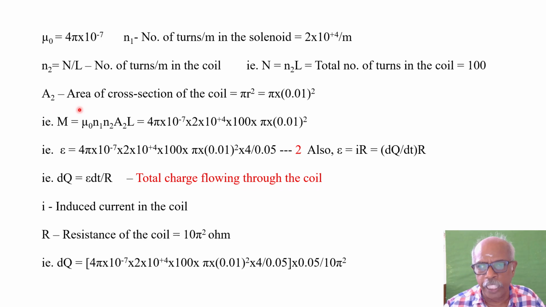So A2, area of cross section of the coil, is pi r square. Coil is round shape, circular shape. So pi r square. Then what is r, sir? Radius of the coil.